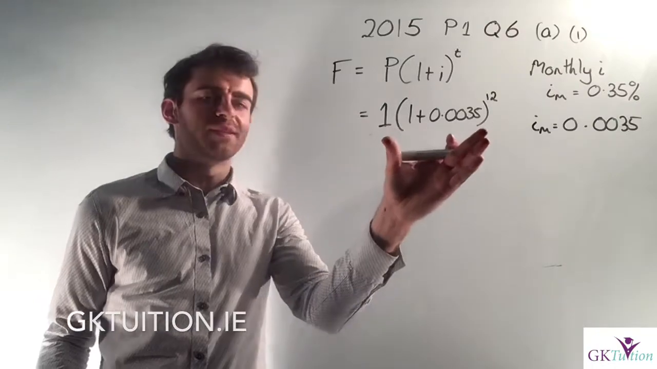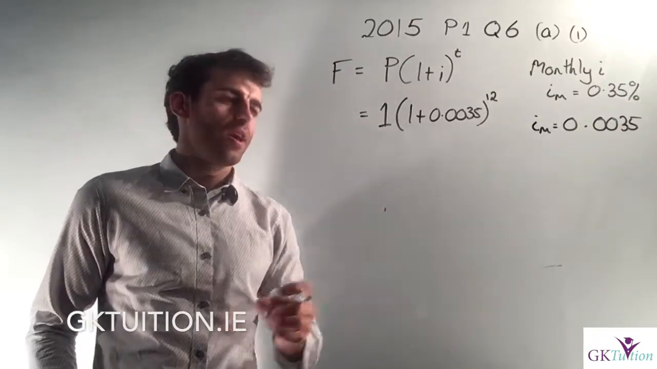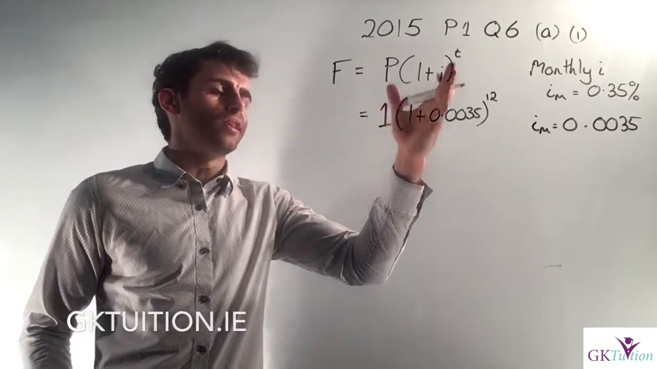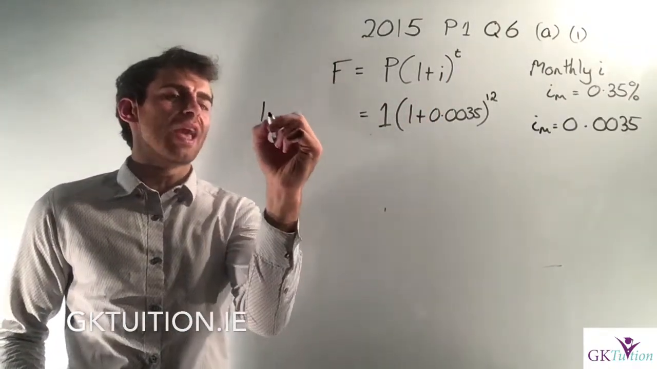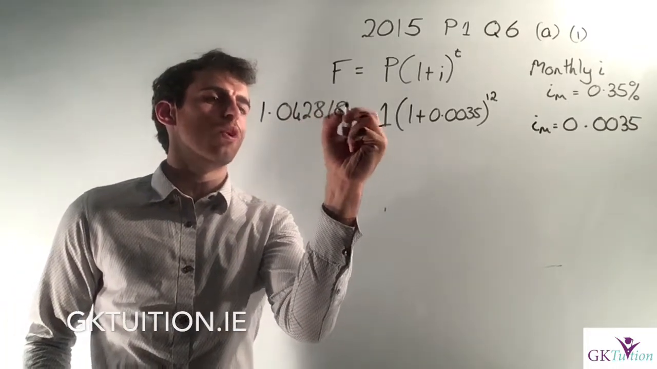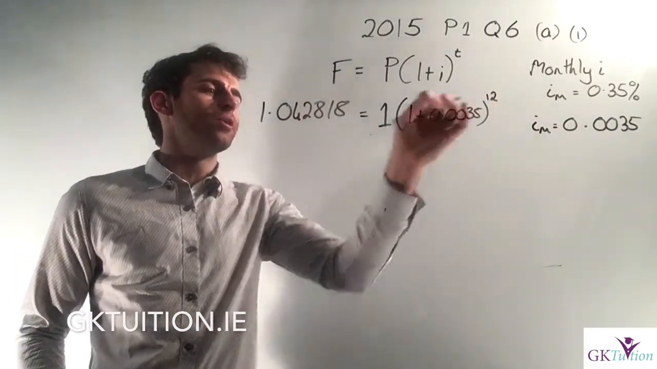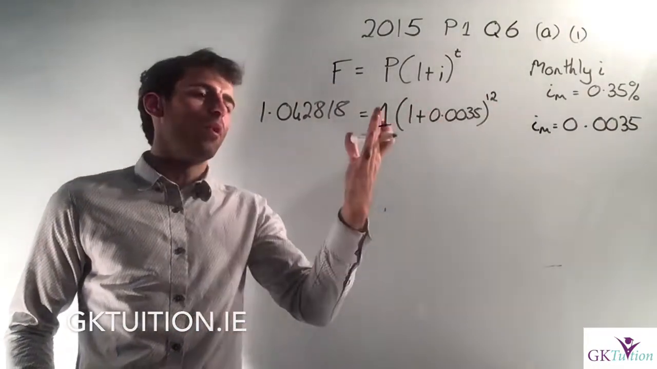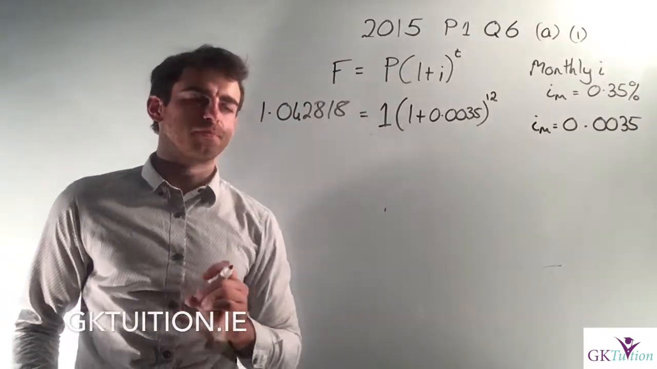So if I plug this into my calculator, that's going to tell me what I would end the year with. If I earn the monthly interest rate 12 times and I started off with €1, that means I would end the year with €1.042818. So after I earned the monthly interest rate 12 times, my €1 has become this much. So this is the future value.